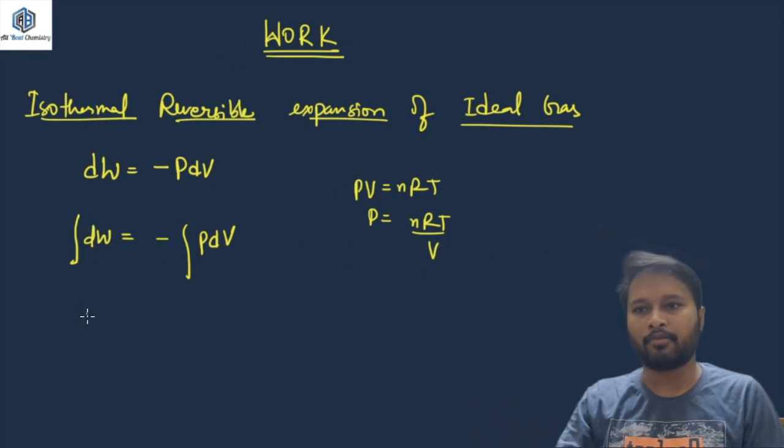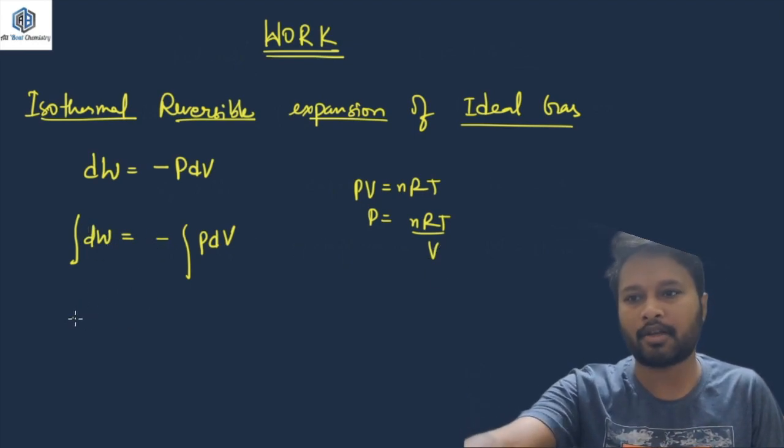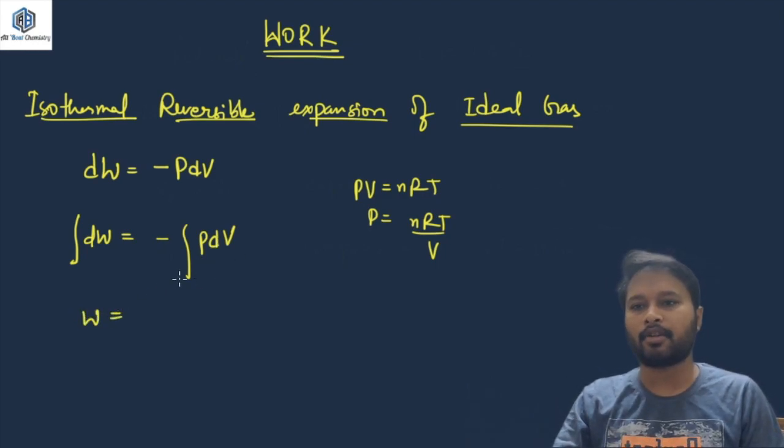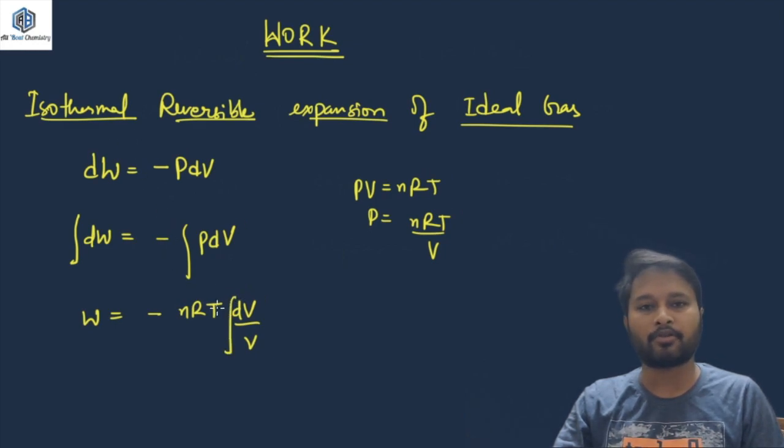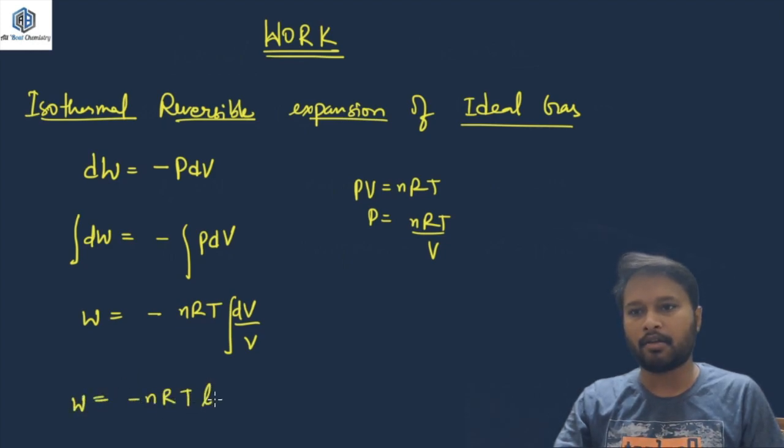So the integration of W will become W on the left hand side, whereas on the right hand side we have minus nRT dV by V, because other things are constant. It's an isothermal process, so temperature will also be constant, so that I have taken out. Other things will get integrated, so the integral of 1 by V will be ln V, right? So that is going to give you the final equation. I'm just going to write it down like this, so that will be minus nRT ln V.